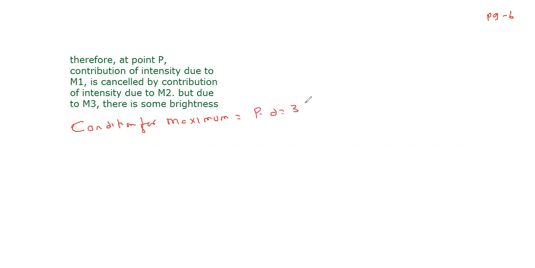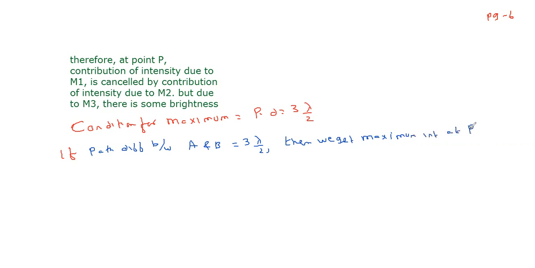Path difference is equal to 3 lambda by 2. So if the path difference between A and B is 3 lambda by 2, then we get maximum intensity at point P. Similarly, if the path difference between A and B is 5 lambda by 2, again we get maximum intensity at point P. If it is 7 lambda by 2, we get the same maximum intensity at point P. Path difference 9 lambda by 2, again we get maximum intensity at point P.